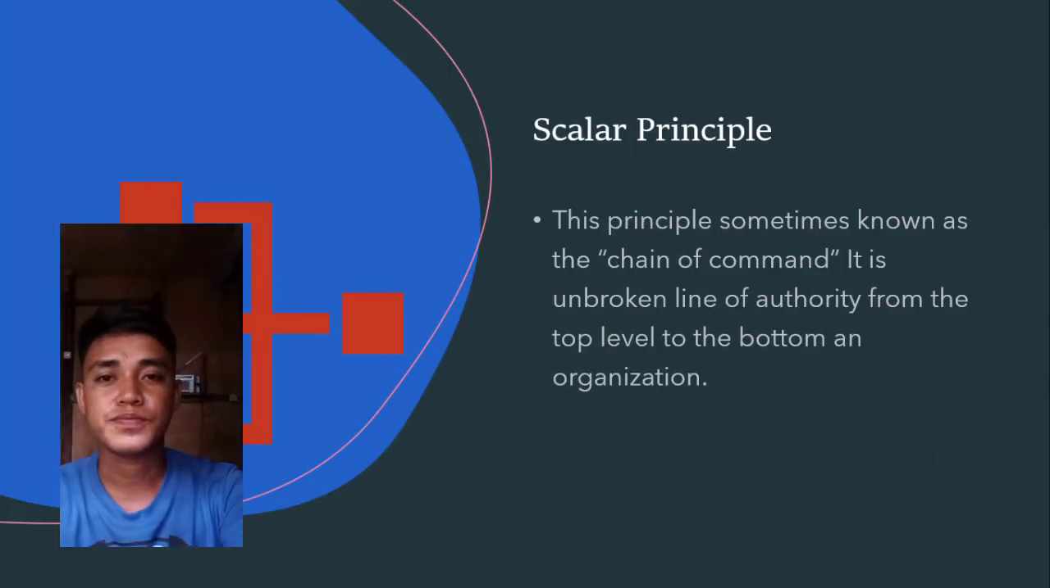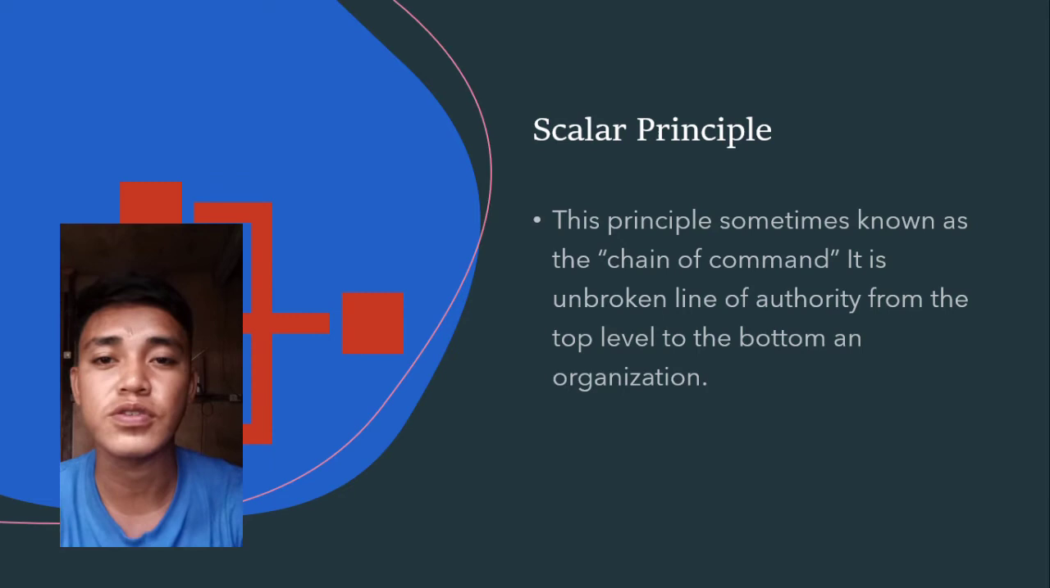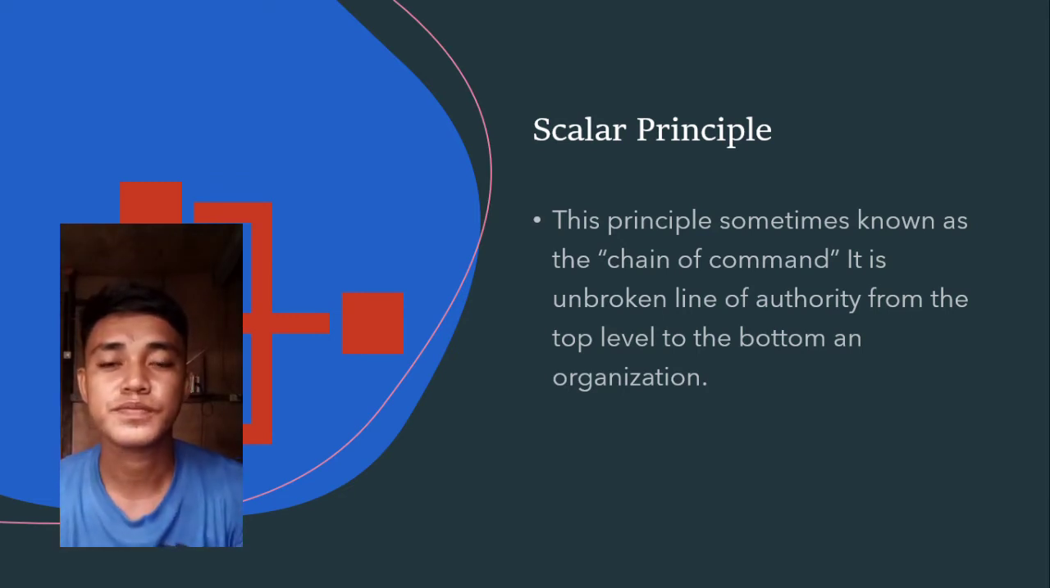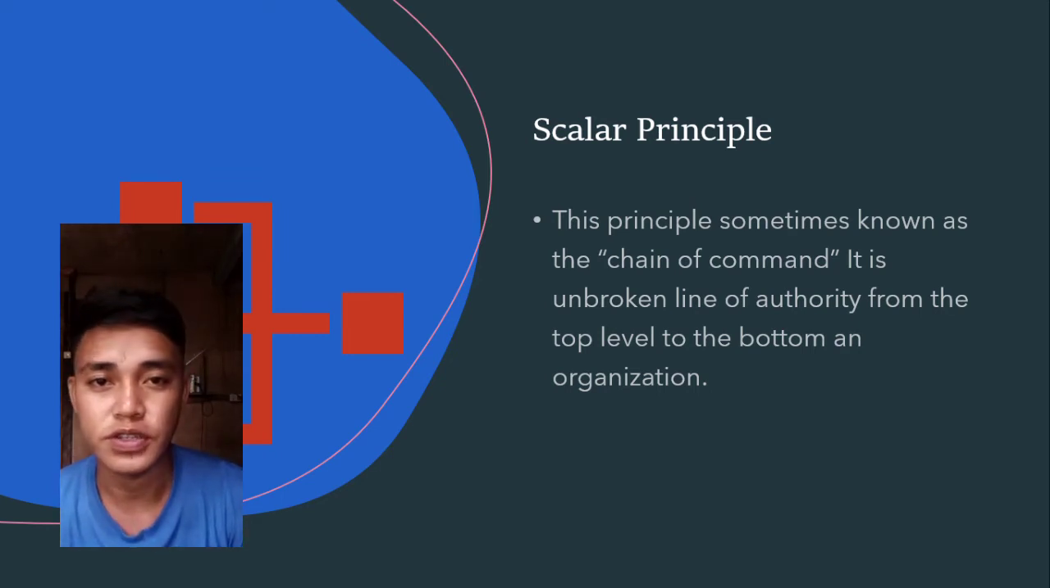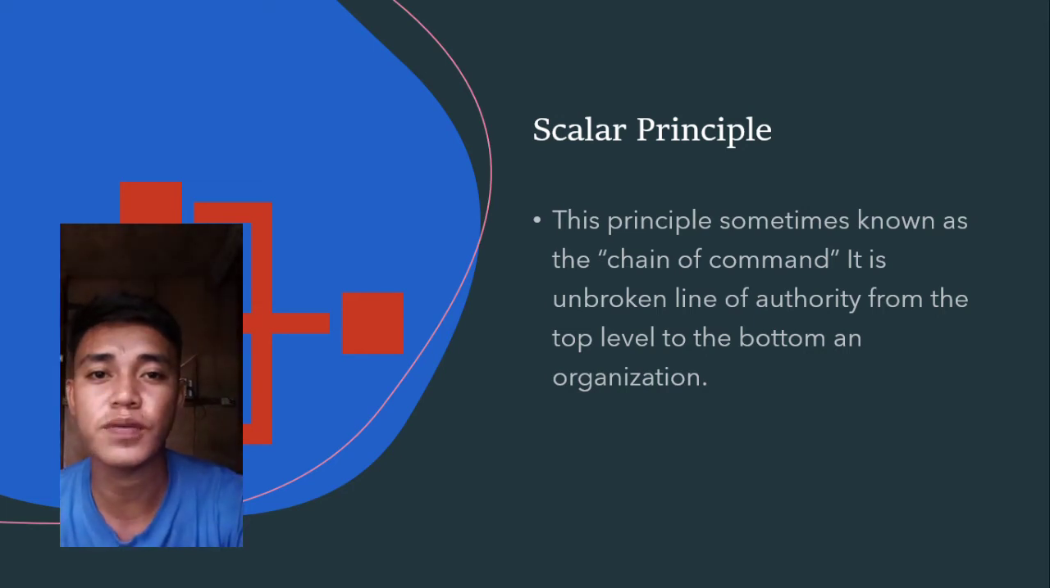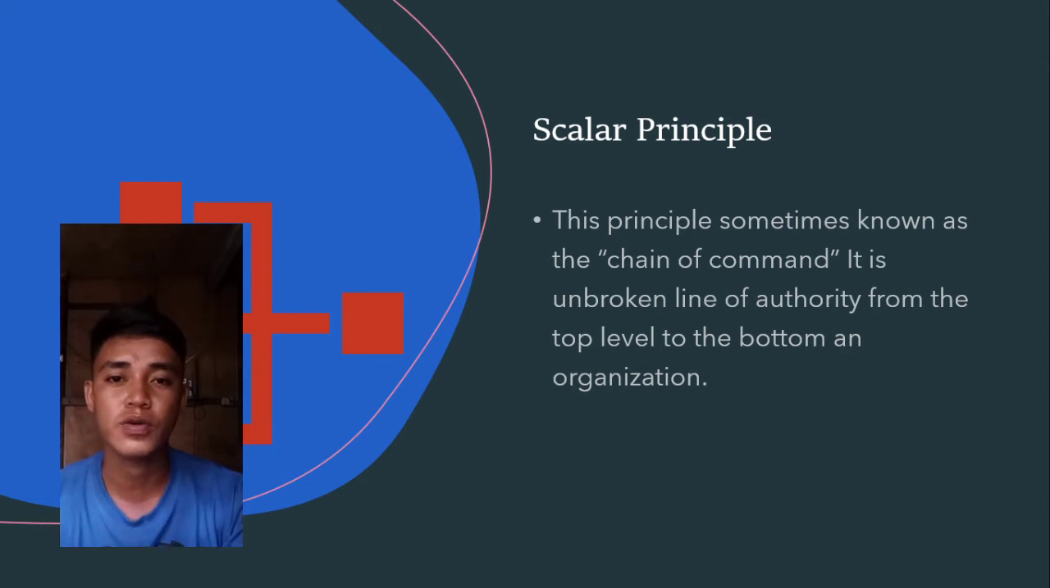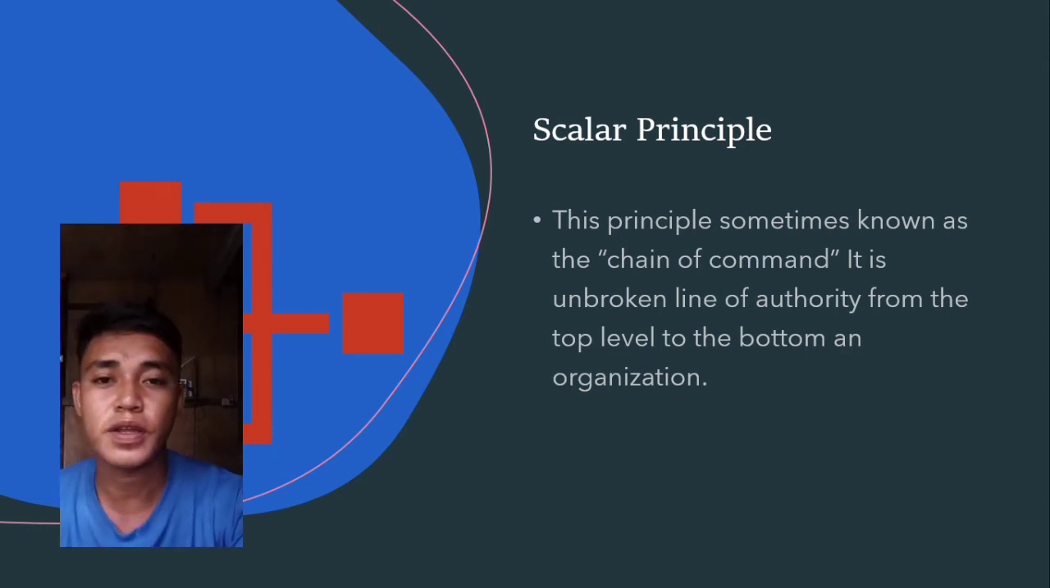5. Scalar principle. This principle, sometimes known as the chain of command, is an unbroken line of authority from the top level to the bottom of the organization. This links all the managerial positions from top to bottom. It makes clear who will work under whom. The chain of command should be short and clear, which makes decision making and communication more effective.